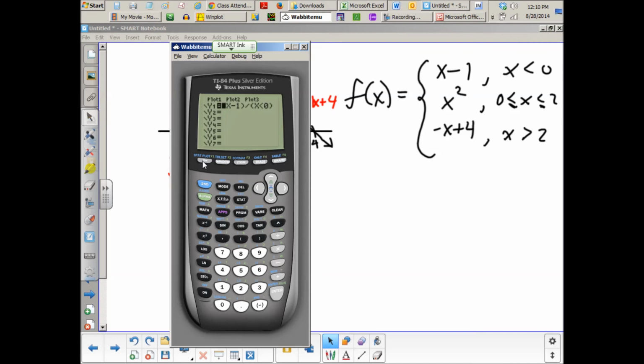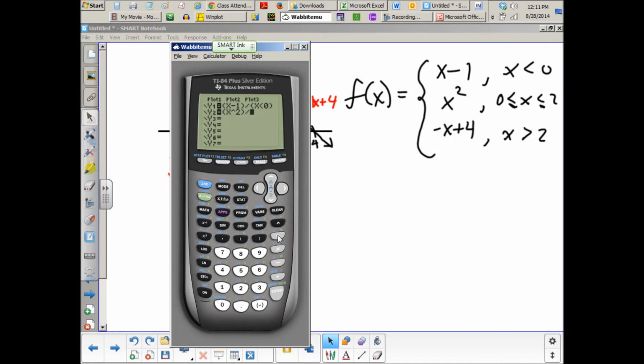Okay, now I need the second rule, which is x squared. Now this is what we call an extended inequality, so it's going to be a little bit harder to type. It's from 0 is less than or equal to x is less than or equal to 2. That's harder to type. But first we need to put x squared in parentheses. Then we're going to do the domain, so divide. And there are two rules here. X must be greater than or equal to 0, and also x must be less than or equal to 2.